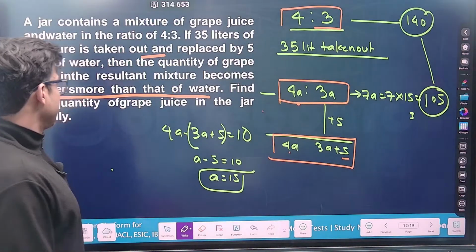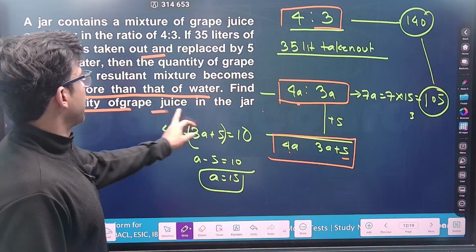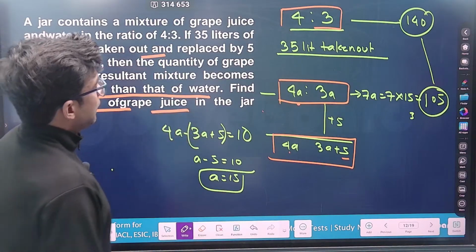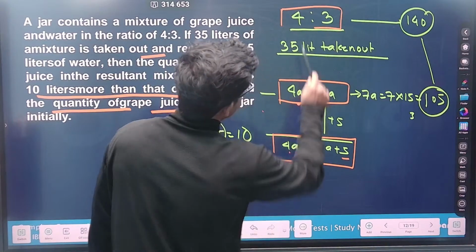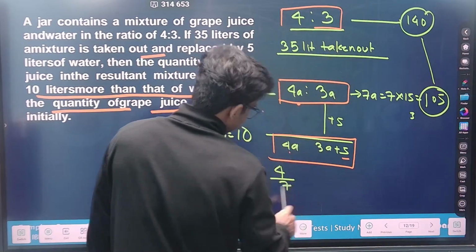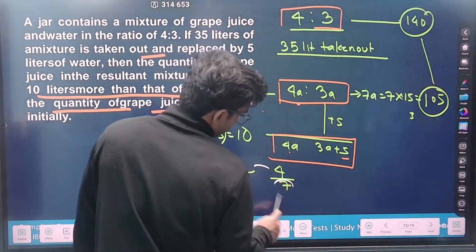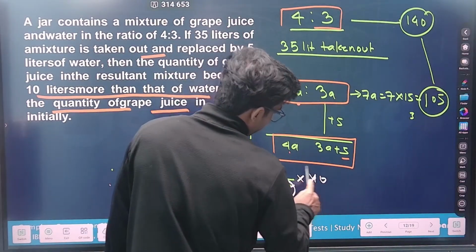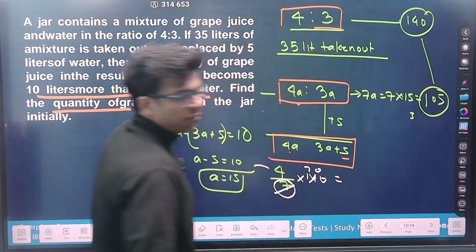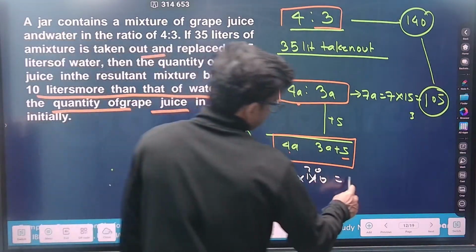They are asking to find the quantity of grape juice in the jar. Grape is 4 parts out of 4 plus 3, which is 7, of the total 140. Four 20s are 80. So 80 is the answer.